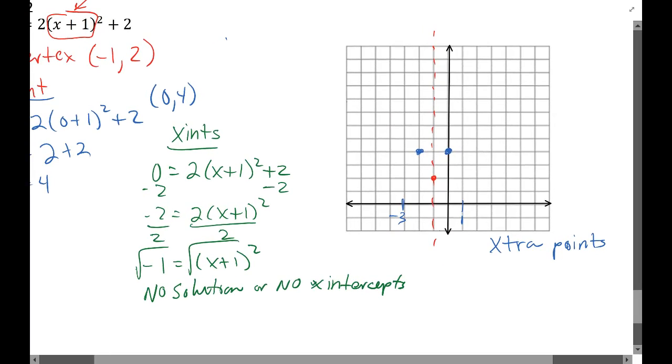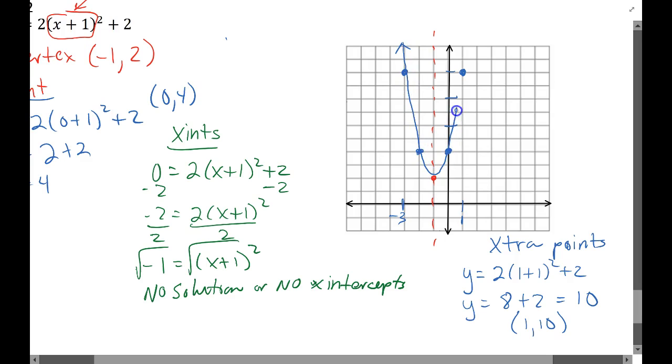So if we go back to the original equation and plug 1 in for x, we get y equals 2 times 1 plus 1 squared plus 2, which gives us 1 plus 1 is 2, squared is 4, times 2 is 8, and 8 plus 2 is 10. So we have a point at 1, 10. If we go up here on our graph to 1, 10, so here's 4, 6, 8, 10, at 1, 10 we have a point, and that's 2 to the right of the line of symmetry, so we'll go 2 to the left of the line of symmetry, and we get our fifth point for our parabola.